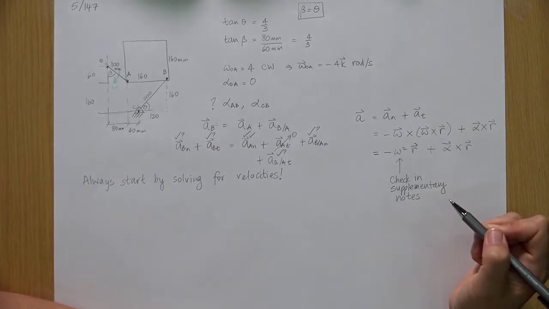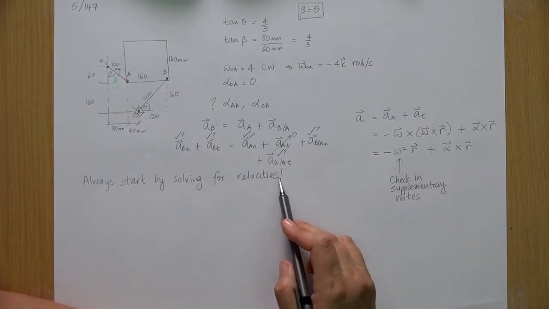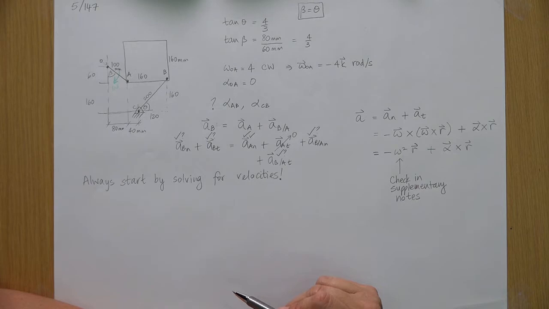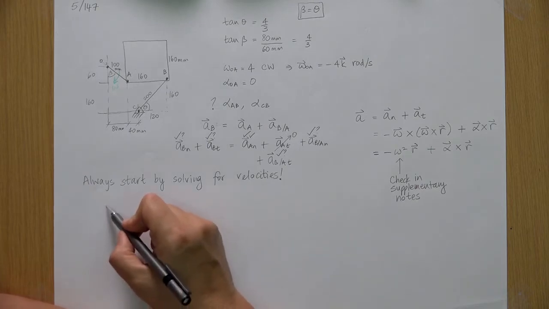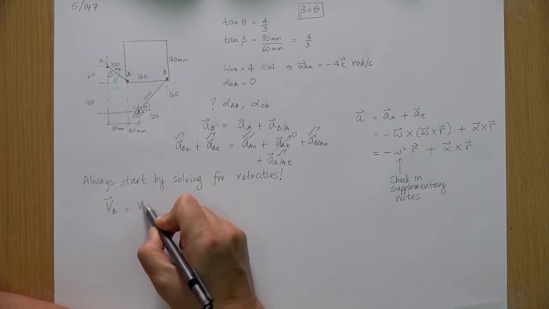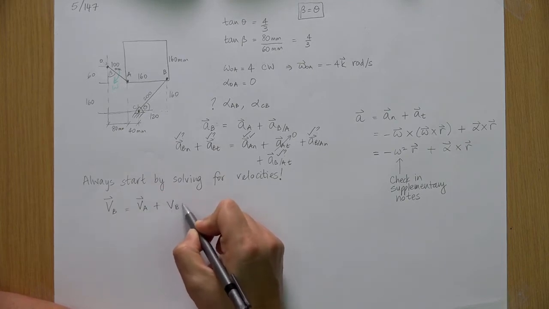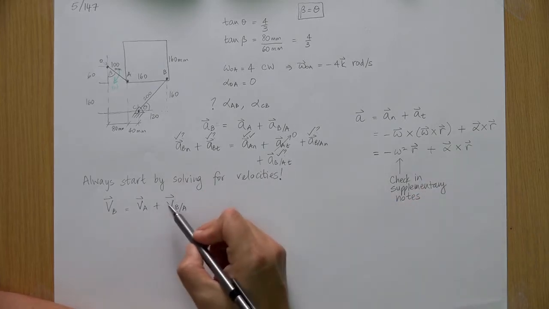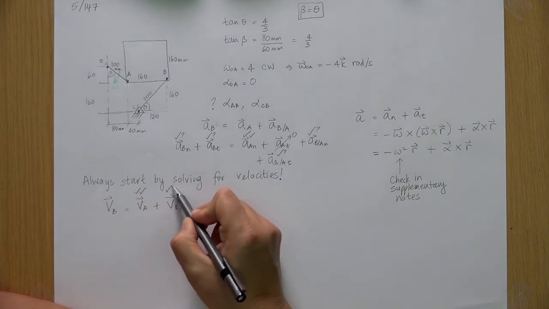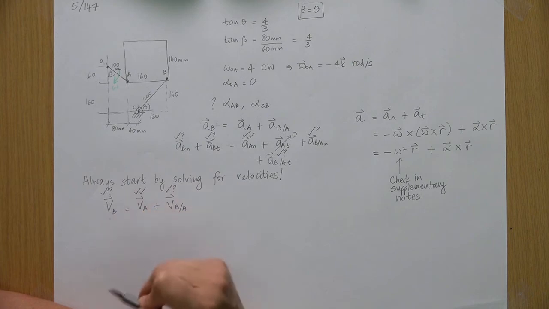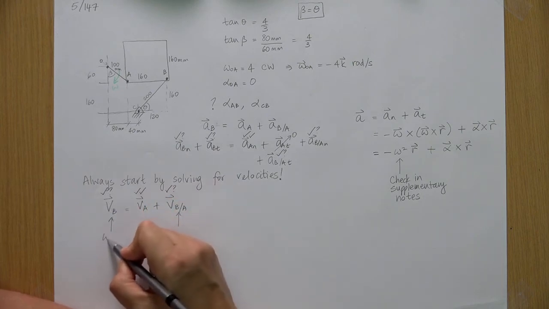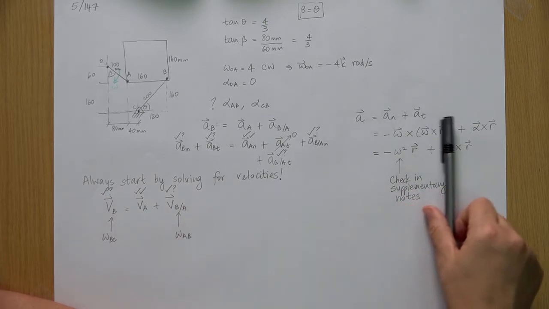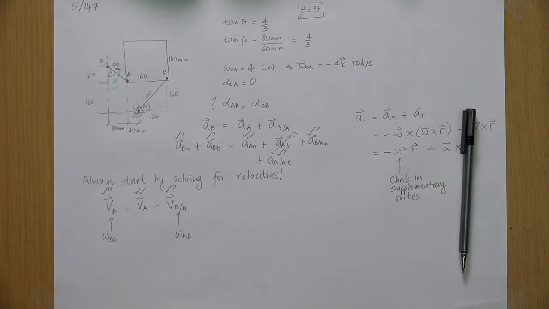In some cases, you're given all of the velocities, then you don't need to go through this step. But you should always start the problem by thinking, I need to know what the velocities are before I can solve for the accelerations. Okay, let's write the relative velocity equation. VB equals VA plus VB relative to A. I know VA. I'm looking for VB and VB relative to A, and when I find them, I will have found omega BC and omega AB.